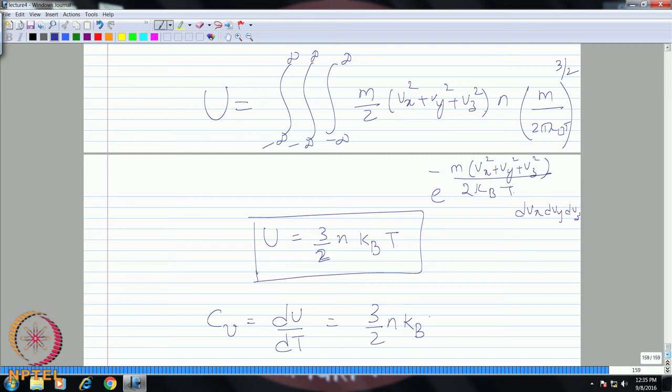Okay. So, this n times kB, what is this? This is your universal gas constant, R subscript u. Okay. So, if you divide it by the molecular mass, then you get your real gas constant. So, this is your R subscript u, this is your universal gas constant.